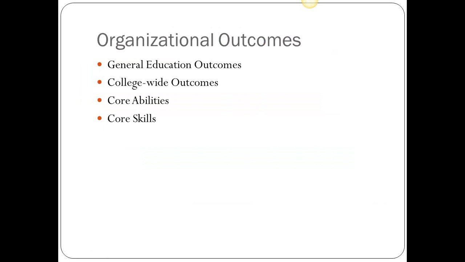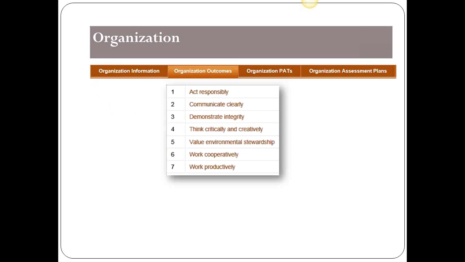Organizational outcomes might be, at your institution, called general education outcomes. They may be called college-wide outcomes, or core abilities, or core skills. They're global, they're addressed throughout all curriculum, and as accreditors would require, they'll need to be assessed also, and showcasing where that happens is sometimes difficult. Good design would focus on learning.